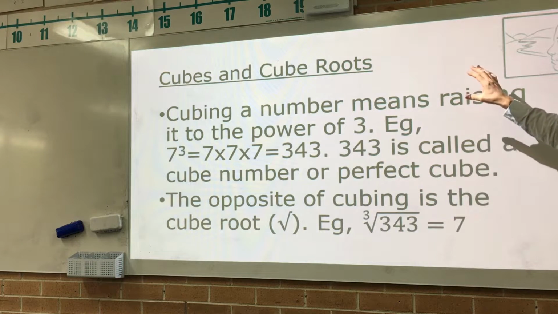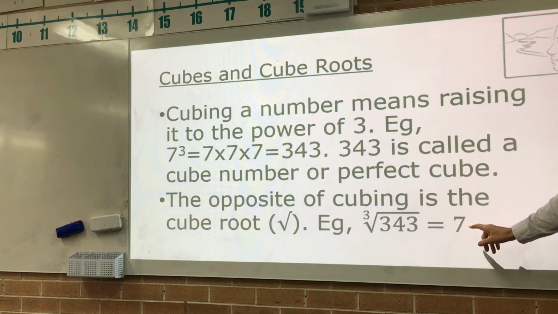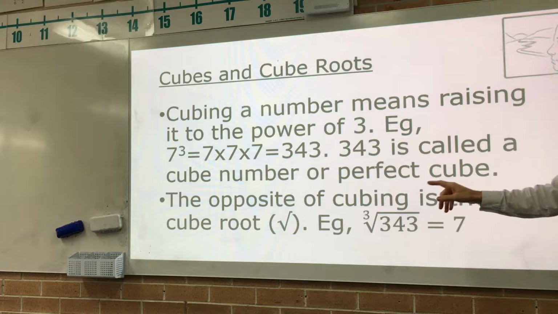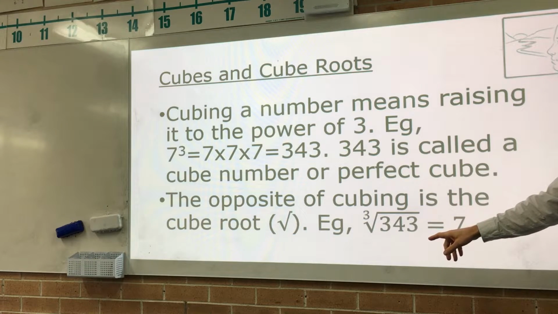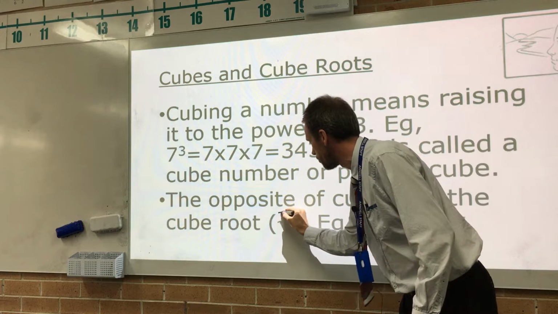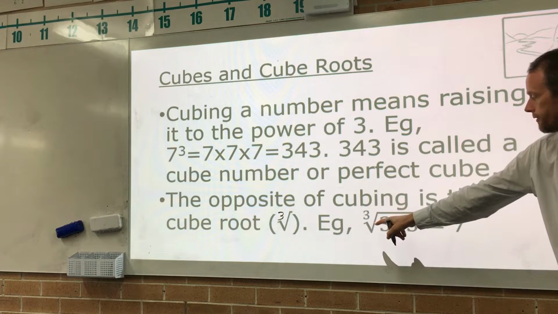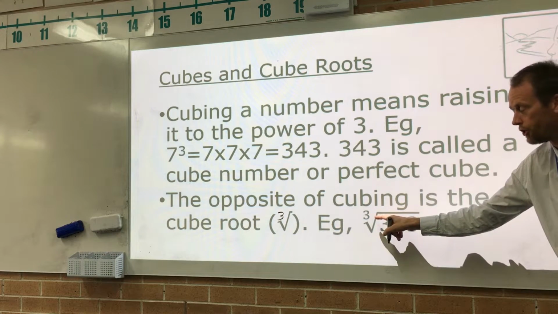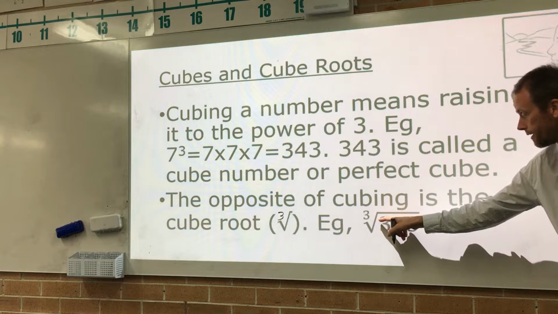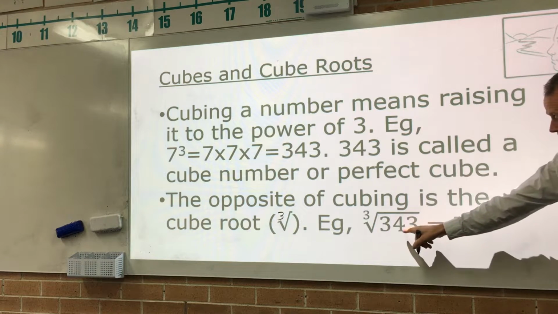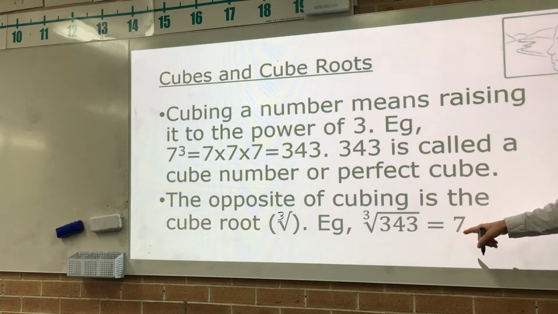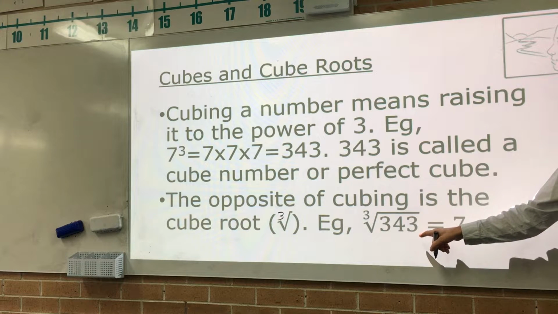343 is called a cube number, or a perfect cube, just like with the squares. Okay? But again, we can also do the reverse. The opposite of cubing a number is to find the cube root. In fact, as I look, that symbol is wrong. It should have a 3 there. The cube root, that's how you can tell it's the cube root, there's a little 3 just above that. The cube root of 343 is 7. We're going backwards. What times itself again equals 343?